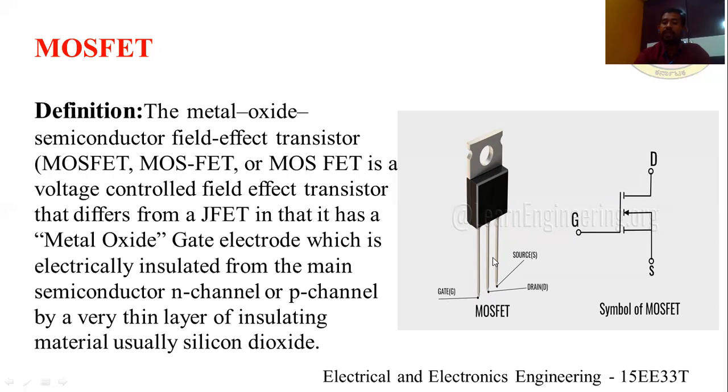This MOSFET also has three terminals. Along with this, the substrate is also considered as another terminal. The first terminal is called gate, the second terminal is called drain, and the third terminal is called source. This is the symbol of your MOSFET, having gate, drain and source terminals along with one more terminal called substrate. The arrow mark indicates the direction of electrons.